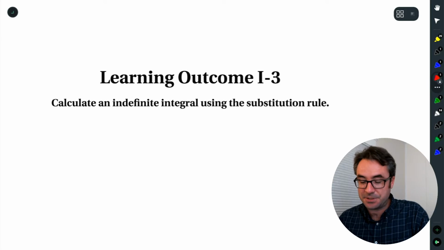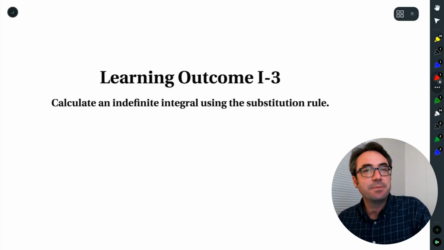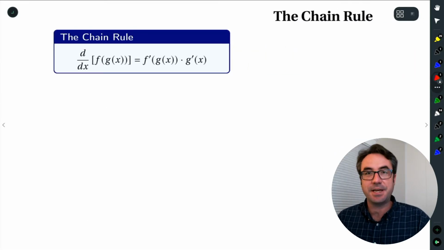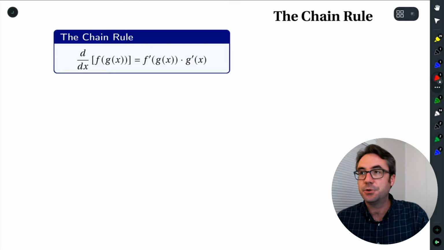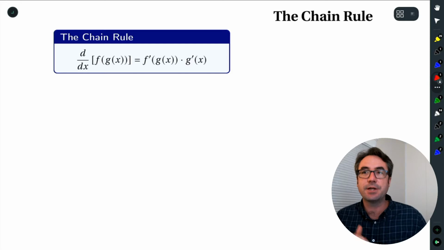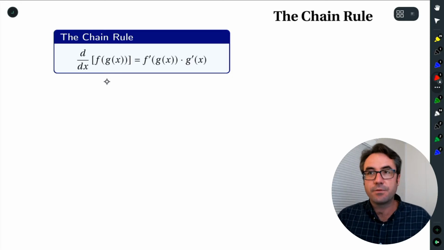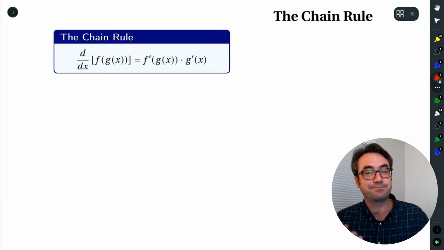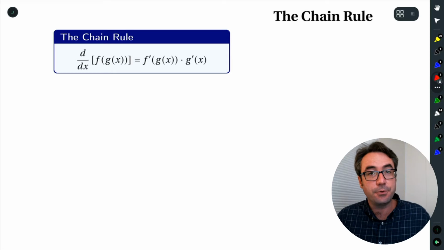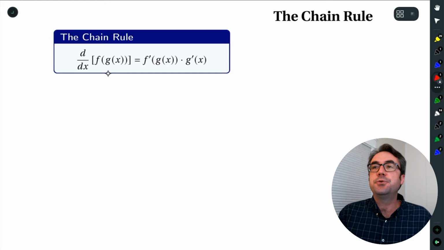All right, so first, let's talk a little bit about where this rule comes from. To set the stage, let's remember back to derivatives. There's a relationship between differentiation and integration. One of our main derivative rules was the chain rule, also very important. It gave us a method, a rule, to calculate the derivative of a composite function. So that's what we had here in the chain rule.